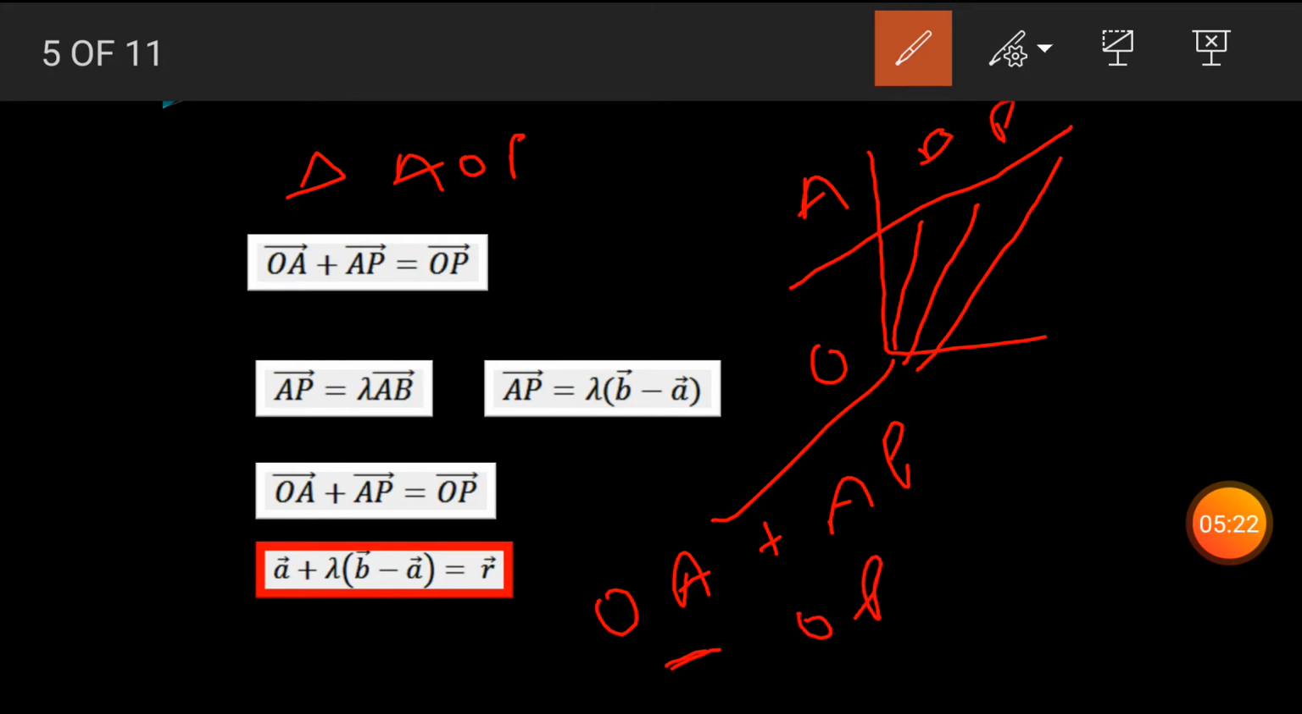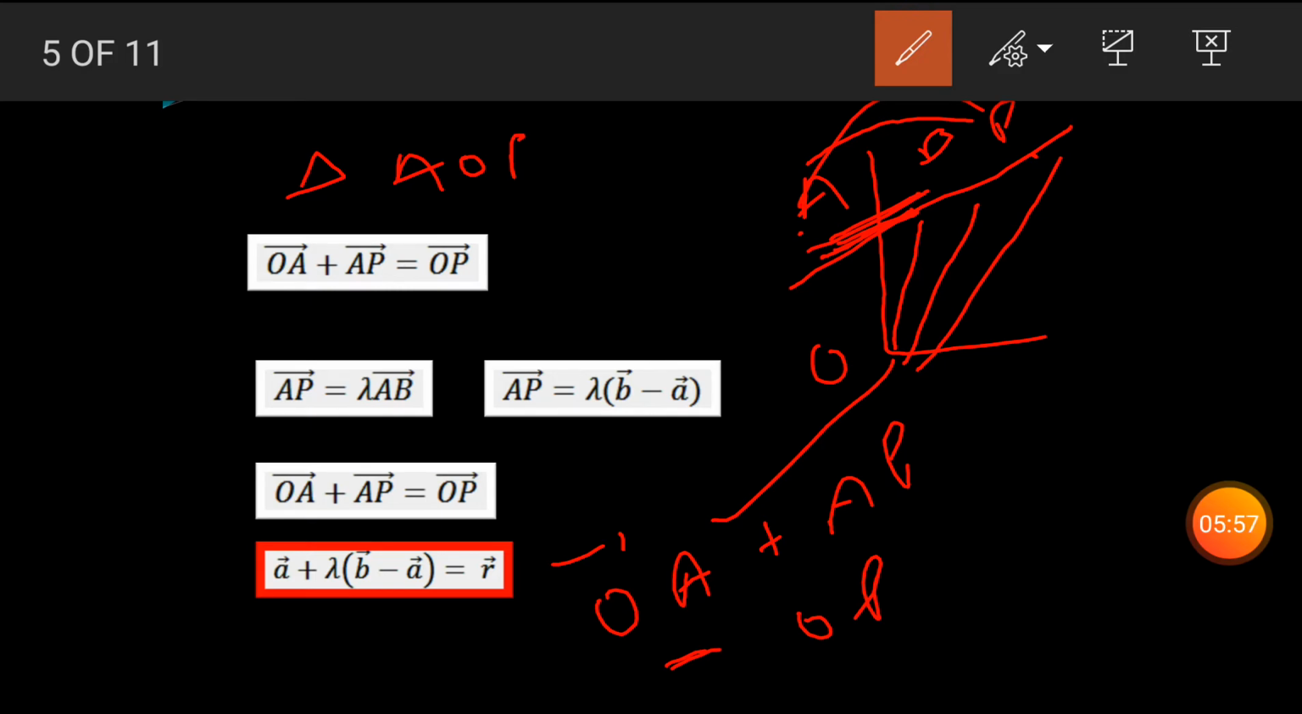OP vector, which you have already called R vector, and OA vector is your A vector. Now what about AP vector? We have already calculated AB vector and now we want to calculate AP vector. Clearly you can see that A, B, P, all 3 points are collinear. So we can say that AP vector is lambda times AB vector. Whenever 3 points are collinear, we can write in this way that AP vector is lambda times AB vector. That also you have studied in vector algebra.